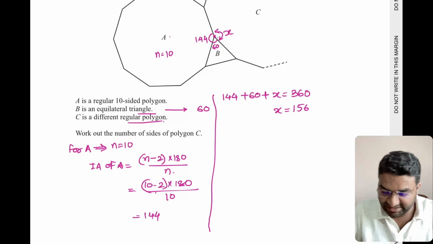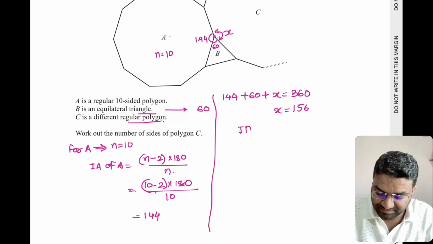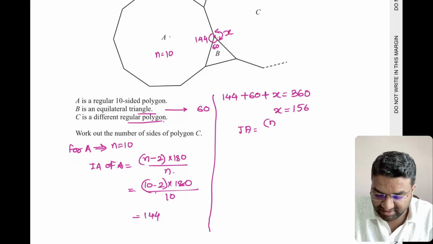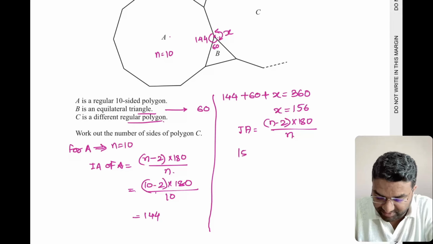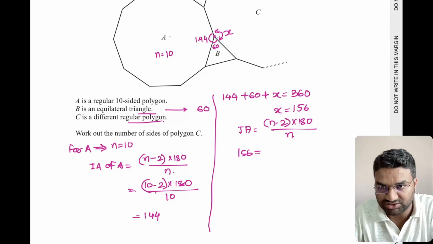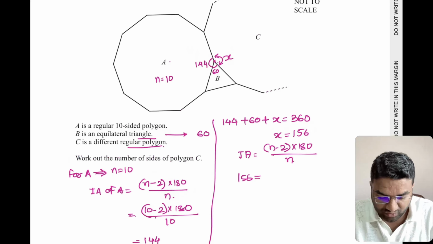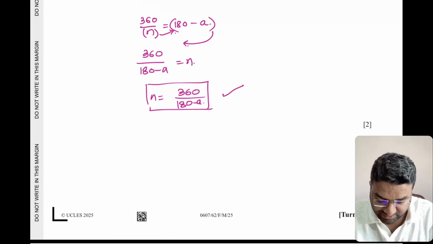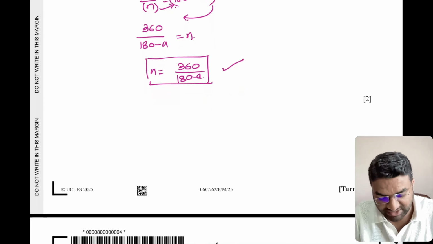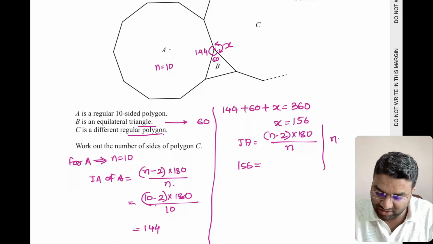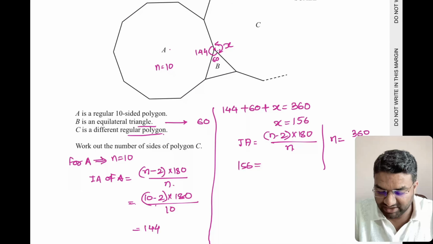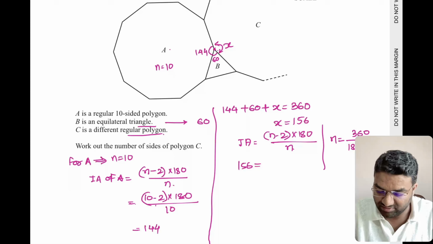So for the interior angle, you can use the formula n minus 2 times 180 divided by n. Here the interior angle 156 you already got. Or we have even derived a formula for the number of sides, which you can use as well. This is very easy. So n is equal to 360 divided by 180 minus a.